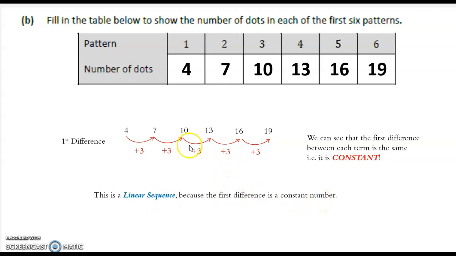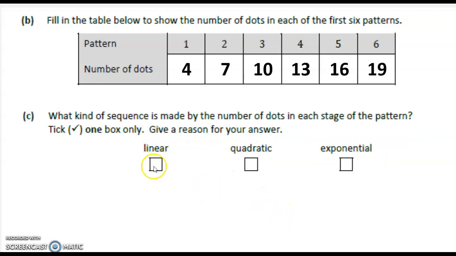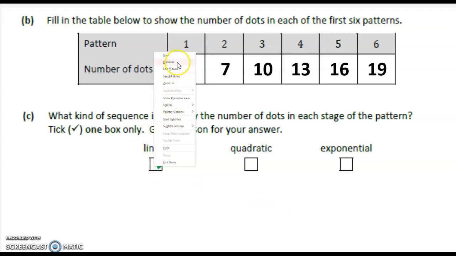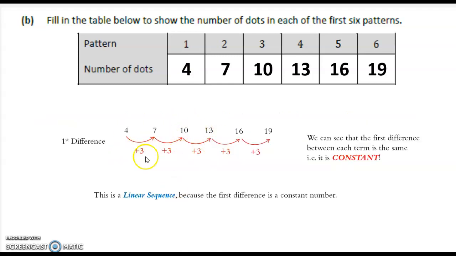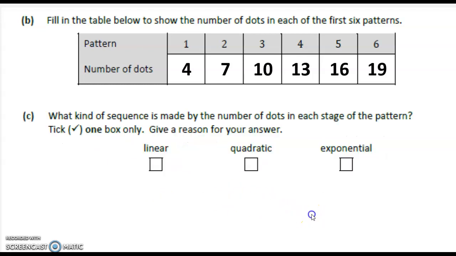So if this came up for you in the exam, you would need to show something like that. You would need to show that the first difference is constant. And then, of course, don't forget, tick off your box there that is linear. But I will say again, don't forget that if it says give a reason for your answer, you must show that the first difference is constant and tick it off.